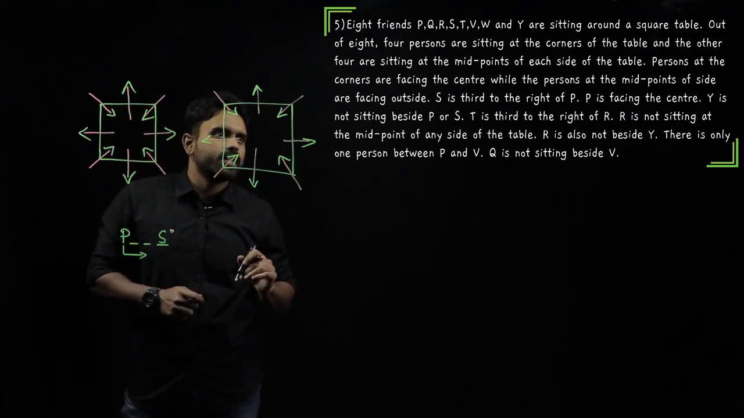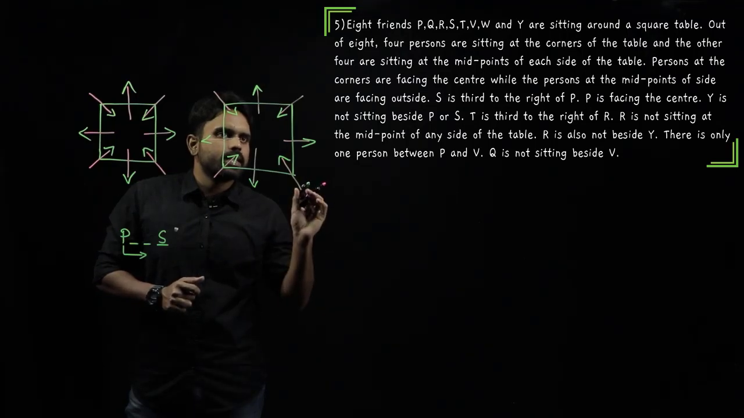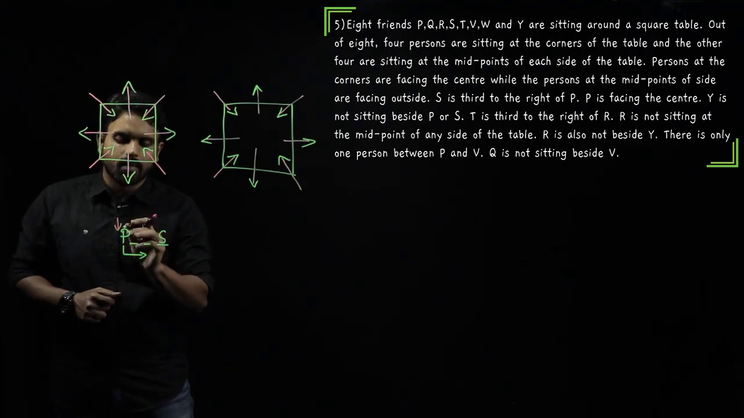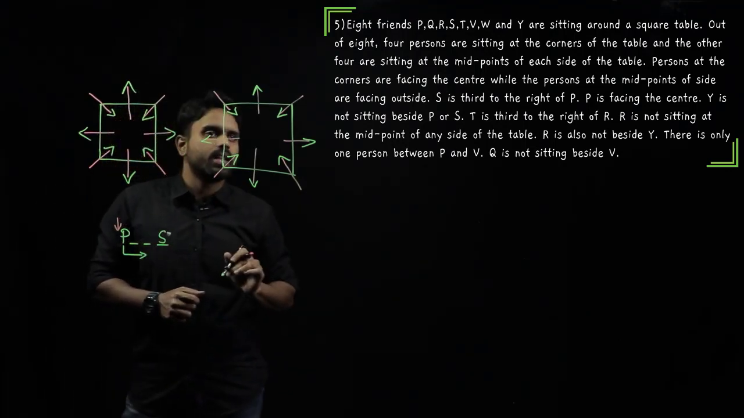The next data, what does it say? P is facing the center. Crucial data. P andar ki or dekh raha hai. P is facing the center.